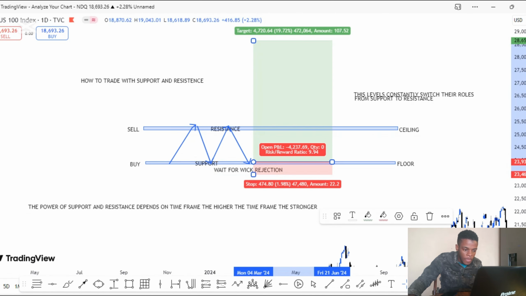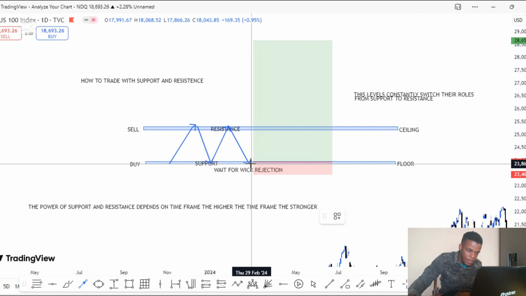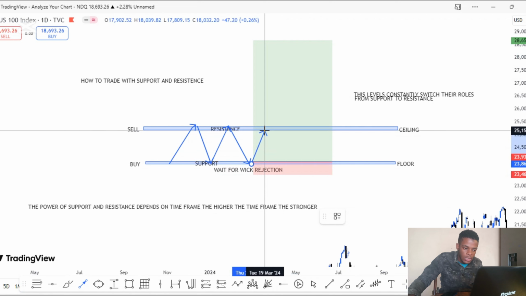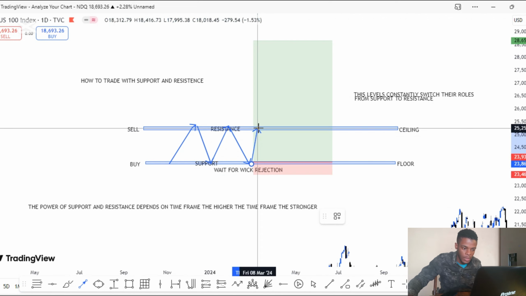When the market breaks out of here, you already know that the market is on an uptrend. This one is just a correction. Okay, I can call it that way.